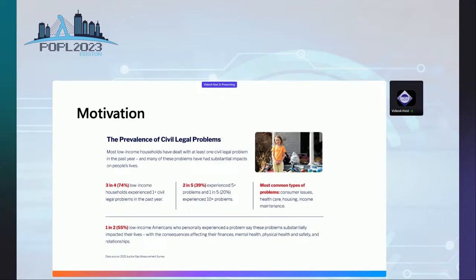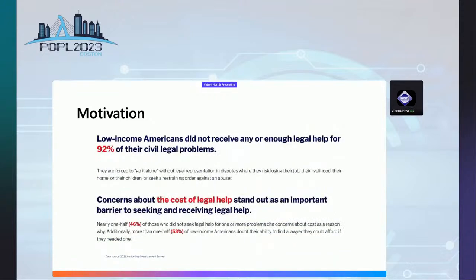Almost 40% of people experience more than 5 legal problems. 1 in 5 experience more than 10. Common issues are consumer issues, healthcare, housing, income maintenance, those kinds of things. And more than half of those people said that those legal issues substantially impacted their lives. So if you're in a lower income bracket in the US, it's very unlikely that you're going to have legal help from competent counsel when it comes to civil legal issues.